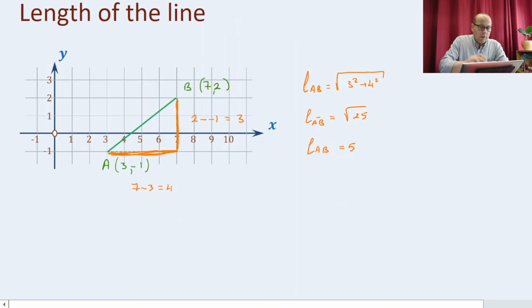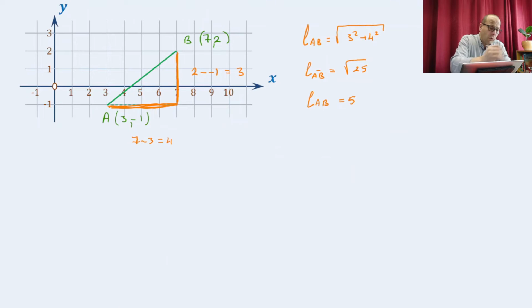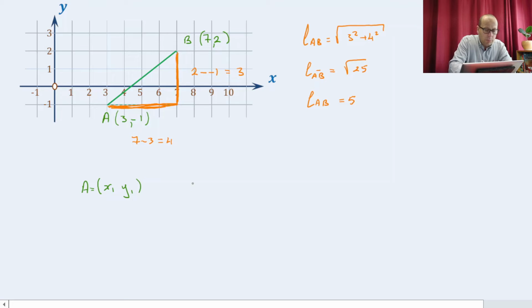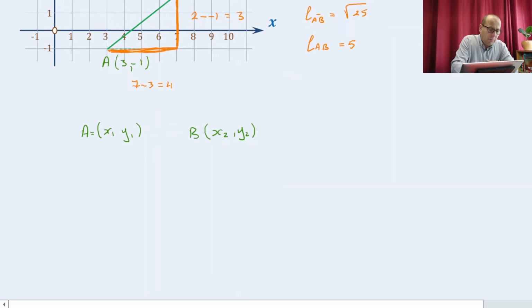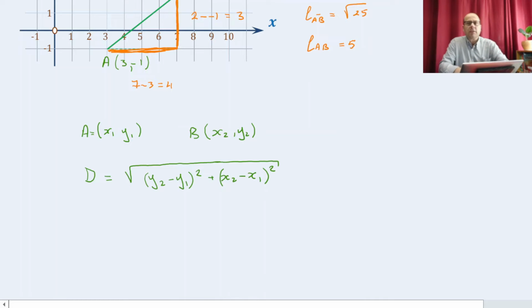Now, in the general case, when we have 2 points, A (x1, y1) and B (x2, y2), the distance AB is equal to the square root of (y2 minus y1) squared plus (x2 minus x1) squared. And that is the distance between 2 points, or the length of the line.